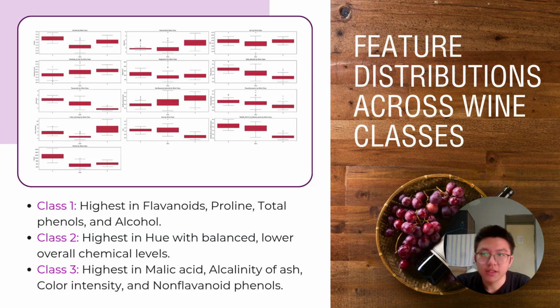To explore how the 13 chemical values differ across these three classes, a box plot is plotted as shown above, and we have noticed three trends as follows. Class 1, Barolo, has the highest value in flavonoids, proline, total phenols, and alcohol. Class 2, Grignolino, has the highest value in hue, with balance, but lower in overall chemical levels. Class 3, Barbera, has the highest value in malic acid, alkalinity of ash, color intensity, and non-flavonoid phenols.